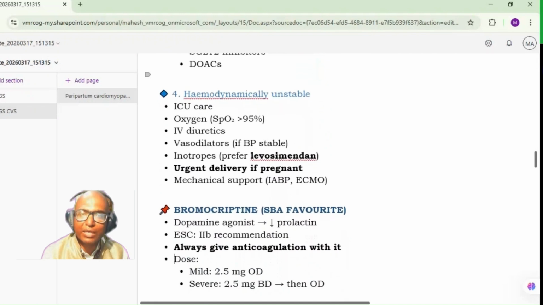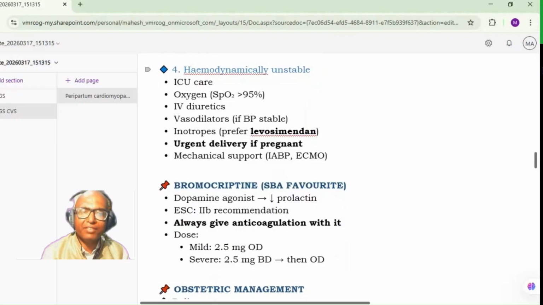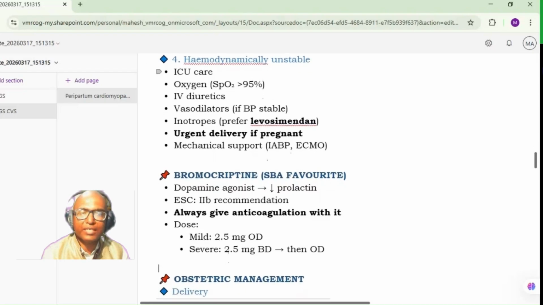If the patient is hemodynamically unstable, then ICU care is required. Oxygen, IV diuretics, vasodilators if the BP is stable. Then inotropes, prefer levosimendan. Okay, so this is also a drug which has been given in the TOG article. That is one of the inotropes. Urgent delivery if the patient is pregnant, and mechanical support is also indicated.